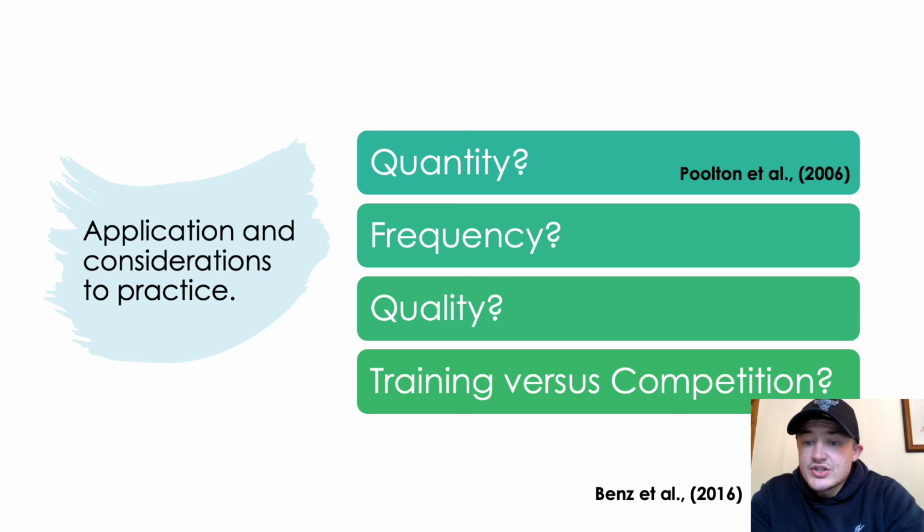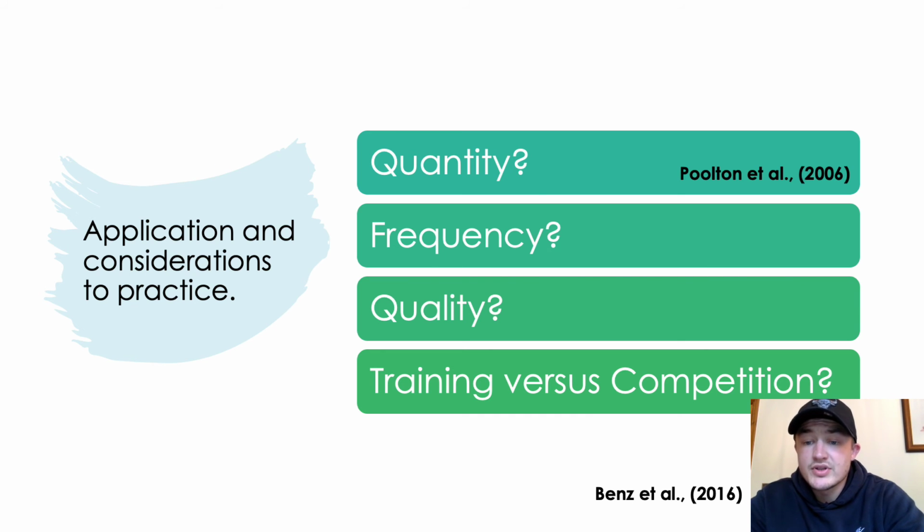When we look at applying instructions into practice, Benz et al. 2016 looks at 4 different characteristics: quantity, frequency, quality, and training versus competition. When we look at quantity of instructions, this is not exhausted to the amount of words which you provide the athlete, but also the type of instruction, whether that's internal or external.